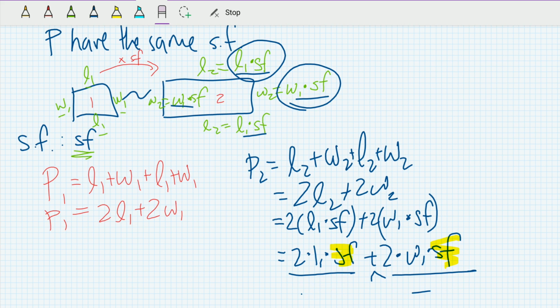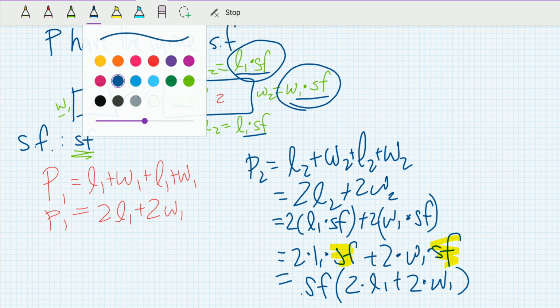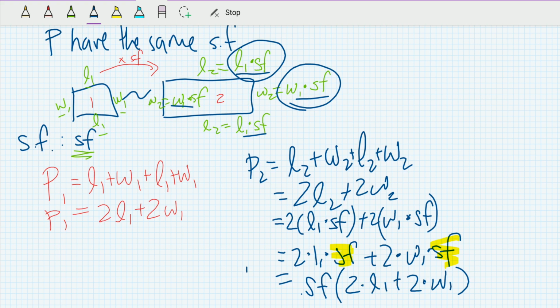This is where you get into stuff from before. Factoring out the SF, you can think of it as reverse distribution, like when you took the GCF when working with quadratics. So it's SF times the quantity 2 times L1 plus 2 times W1. The reason this works is that if I were to distribute the SF to both of those terms, I would get back to the first initial problem. And so what I end up having here is P2.